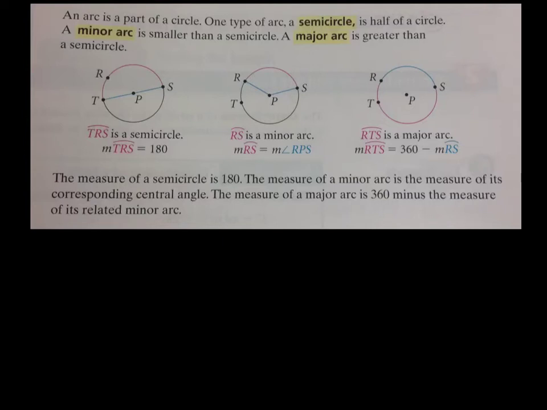The measure of the arc is equal to the measure of its central angle. So in the middle circle, they want the measure of arc RS? Well, it would be the measure of angle RPS, which is going to be a minor arc because it's less than half the circle. The measure of major arc RTS, in the circle at the right, is going to be equal to 360 minus the measure of arc RS, or angle RPS. So in this case, we will be talking about central angles that are greater than 180.